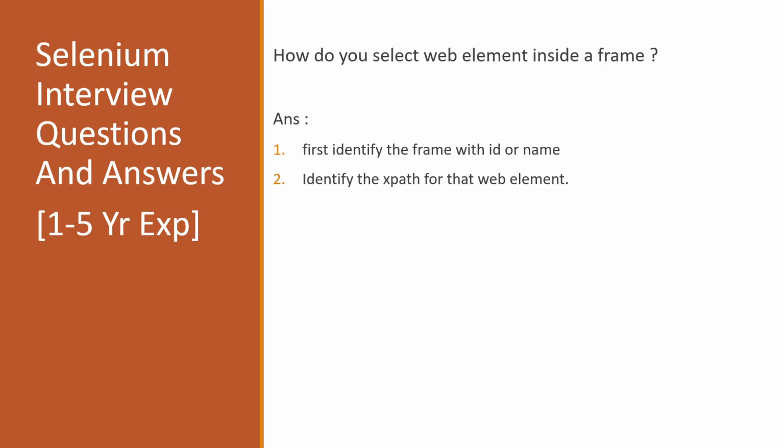Before clicking on that web element, you have to mention the frame also. You can mention the frame with the frame ID, because every frame has a frame ID or frame name. So you have to identify that frame first, and write the locator for that. Then after that frame, you have to do the XPath identification for the particular web element. Then only it will work.